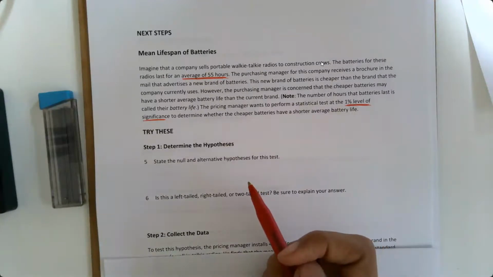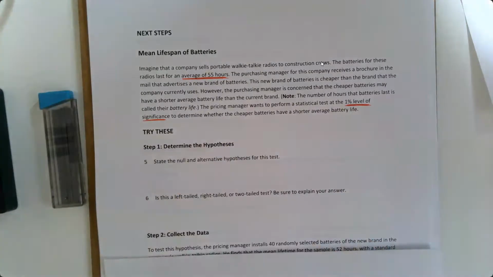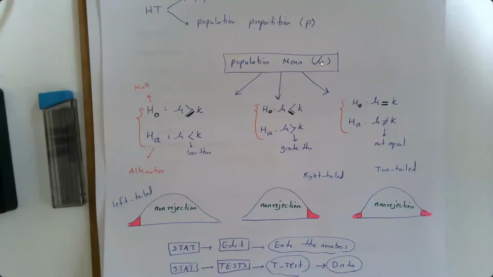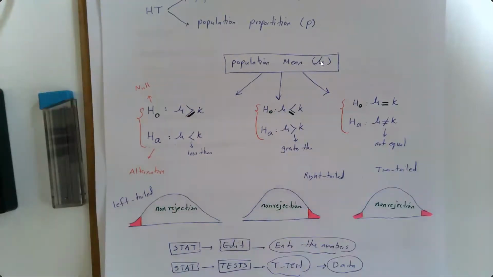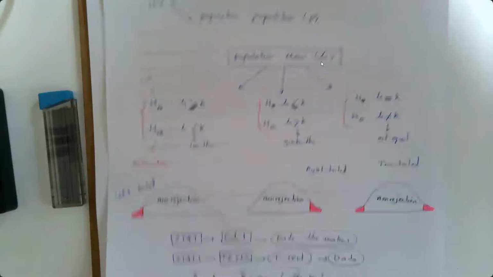So your job as a statistician is to follow the steps. What is the scenario that you're dealing with? Is it the first scenario? Is it the second scenario? Is it the third scenario? And the rest of them.